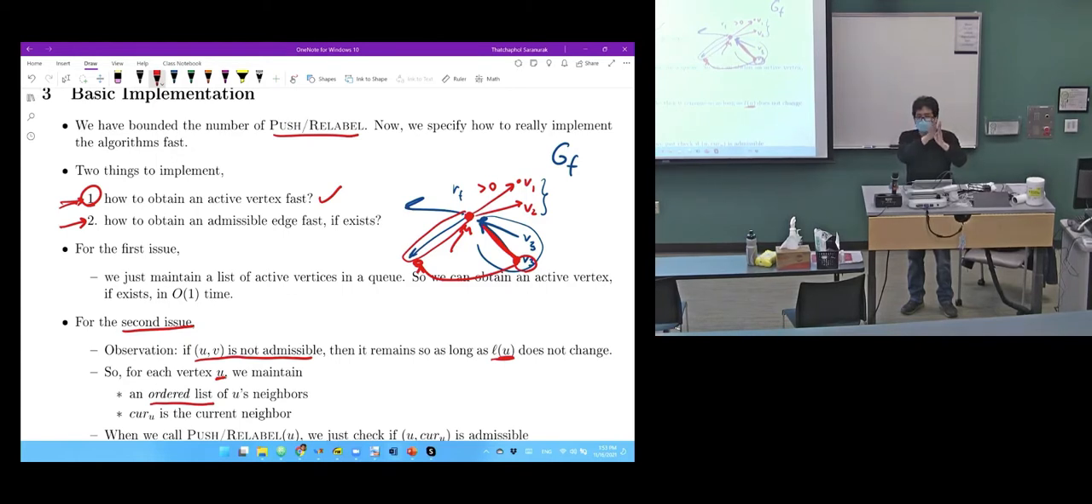If this neighbor is not admissible, you know that you don't need to look at this guy again, right? It will not be admissible as long as you don't increase your level. So as long as the level of node u remains the same, you need to scan through this list only once. The total time to look for the admissible edge is just degree of u in total, as long as you don't increase your level. Does it make sense?